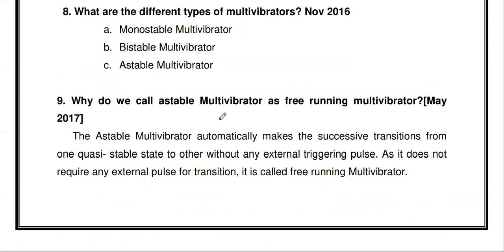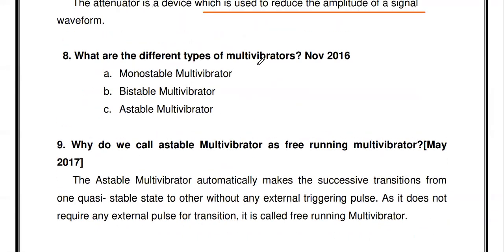So using some simple two-resistor or three-resistor networks, we can construct the attenuator circuit. Okay. And the next question: what are the different types of multivibrators? It's a November 2016 question. There are three different types of multivibrator: astable, monostable, and bistable. In an astable multivibrator, there are no stable states; there are two quasi-stable states. In a monostable multivibrator, there is one stable state and one quasi-stable state. In a bistable multivibrator, there are two stable states.